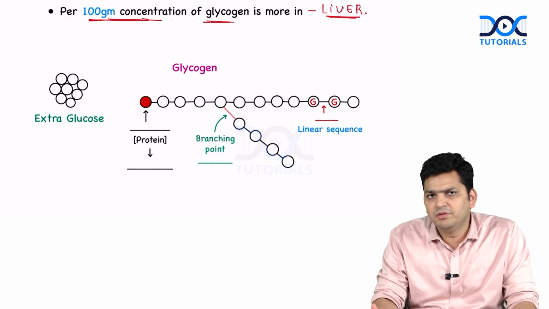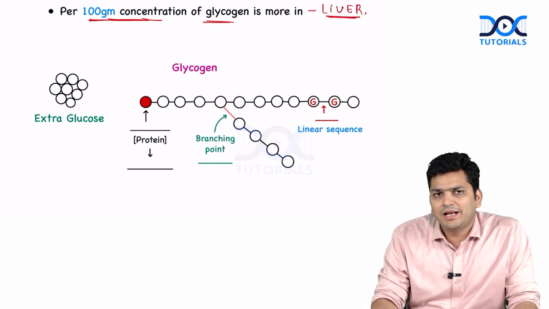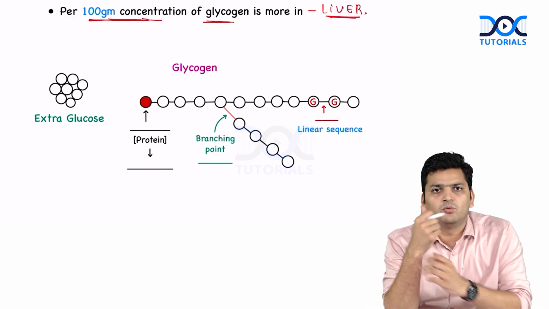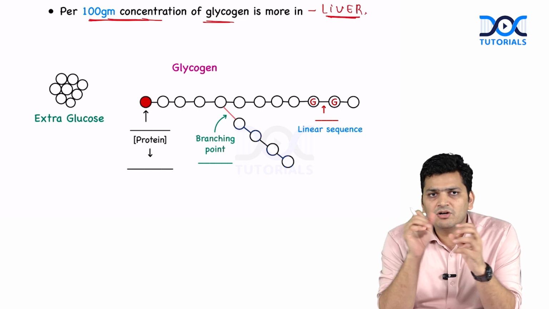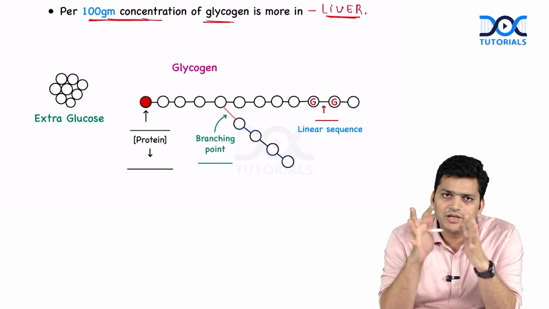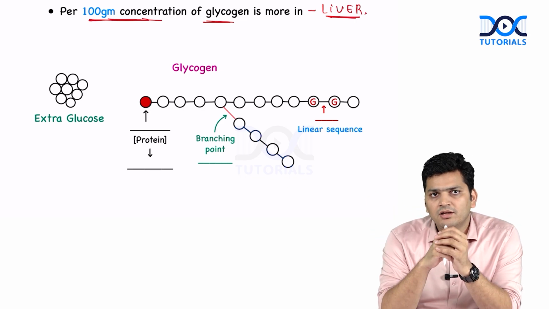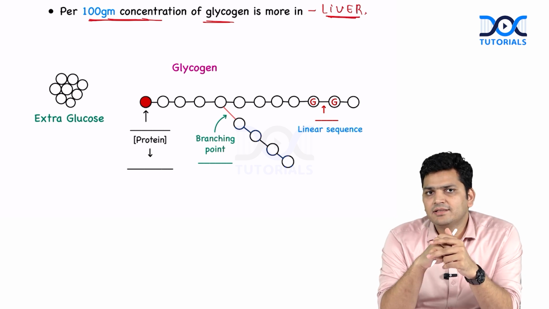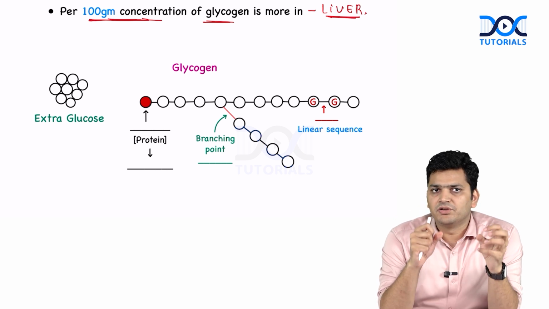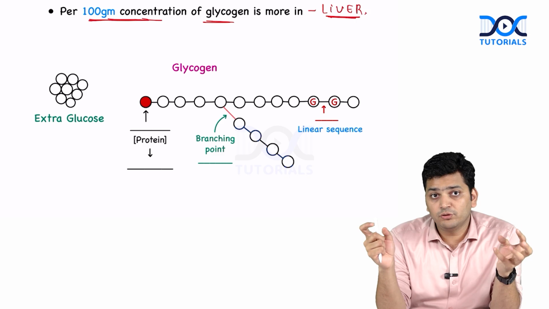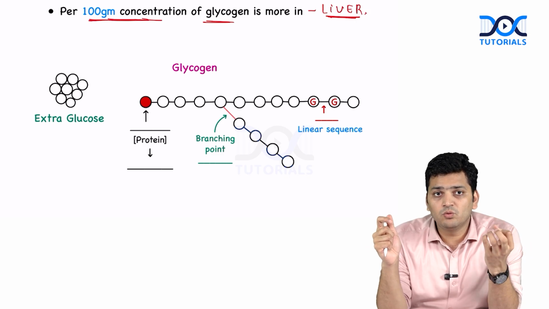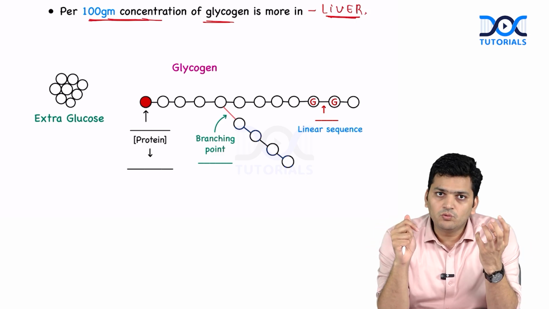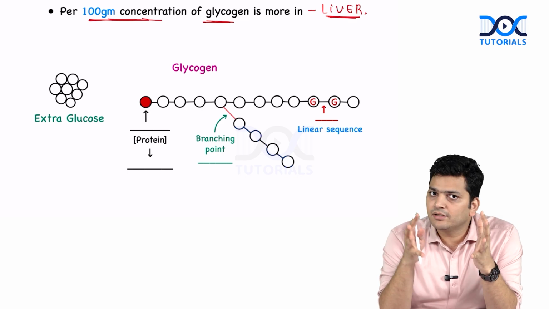How will the glycogen be made? Now to make the glycogen, we have the extra glucose molecules, and these will be clubbed together to make a huge molecule. But there are two technical things that you need to understand. First, if you want to attach the glucose molecules together, you have to make the glucose molecule sticky. If the glucose molecule is sticky, then only can they club together.